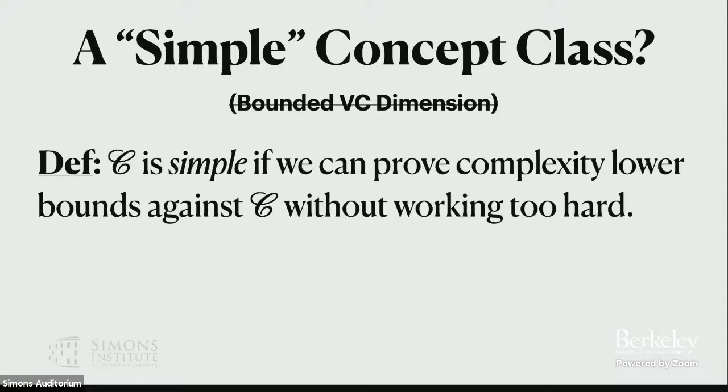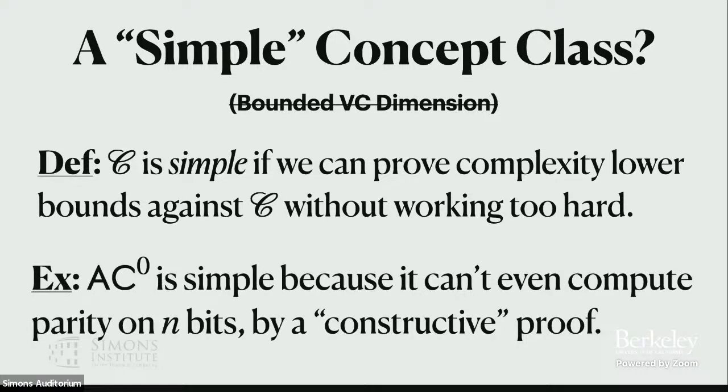So I'm going to tell you that curly C is simple if we can prove complexity lower bounds against curly C without working too hard. Here's an example, AC0, so that's constant depth AND, OR, NOT gate circuits of polynomial size. That's simple. It can't even compute parity on n bits, and there's a constructive proof of that. Great. So this is maybe a somewhat complicated definition of simple now, right? Because I've just sort of moved the work. I've moved the work from the concept class is simple to saying that we prove it without working so hard. So now I have to define proof complexity. I'm not going to do that at all in this talk, but I'm very excited about those questions.